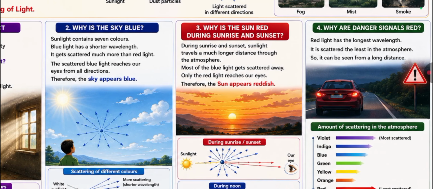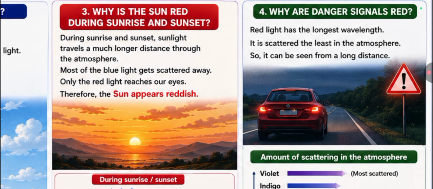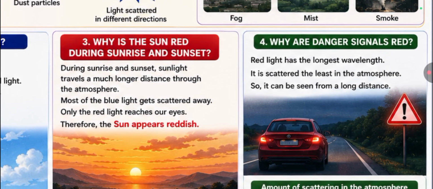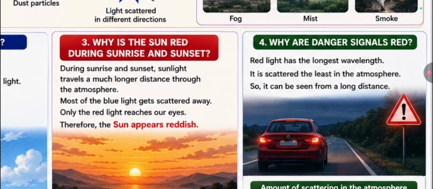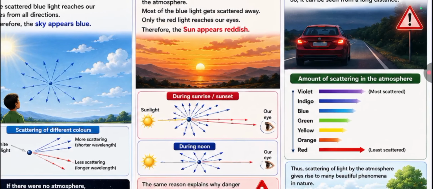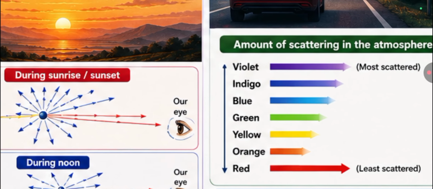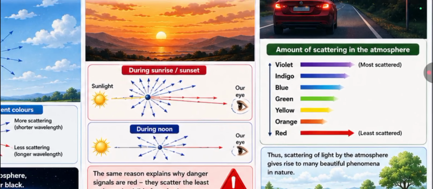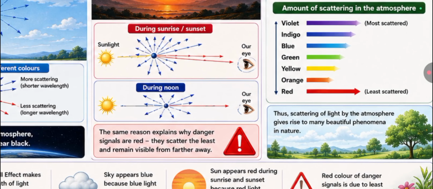Next one, why are danger signals red? Red light has the longest wavelength. It is scattered the least in the atmosphere, so it can be seen from a long distance. So we use red color for danger signals. Here we can see how much each color of light is scattered in the atmosphere. Violet is the most scattered and red is the least scattered. So these are the differences in scattering in the atmosphere.